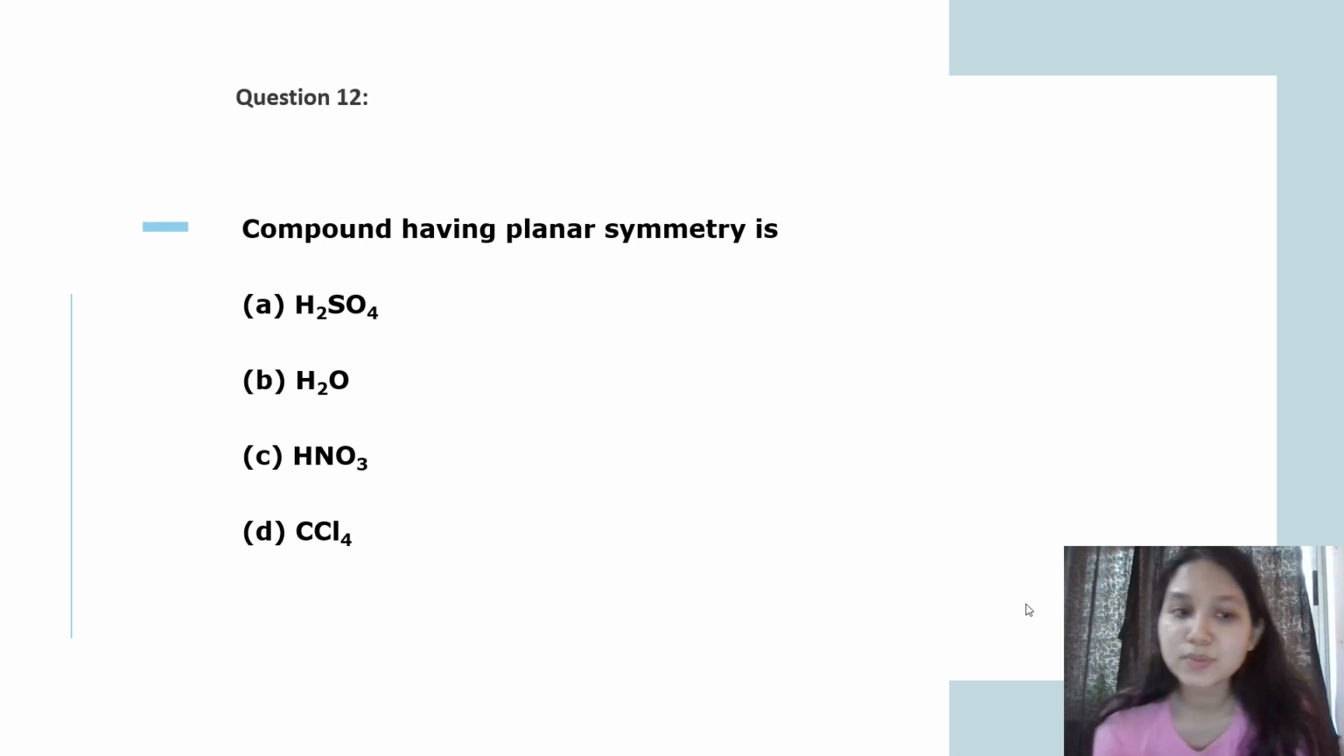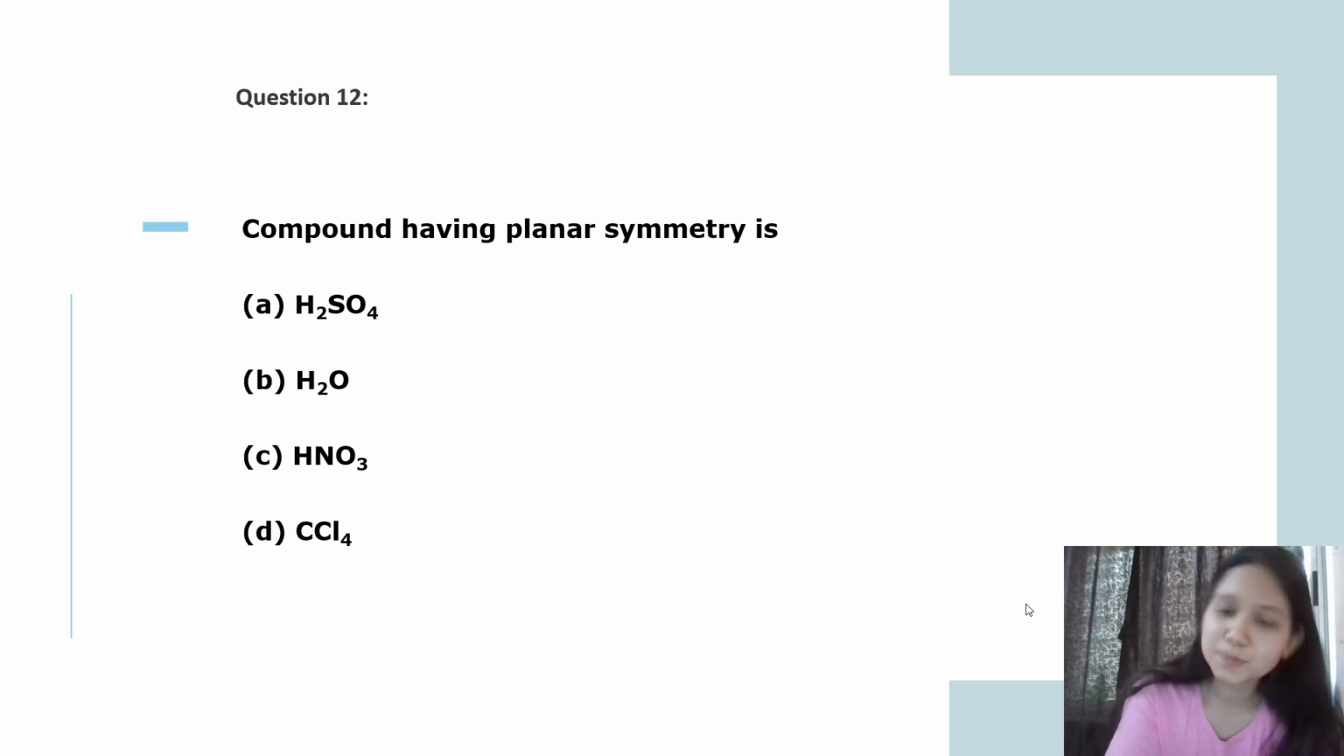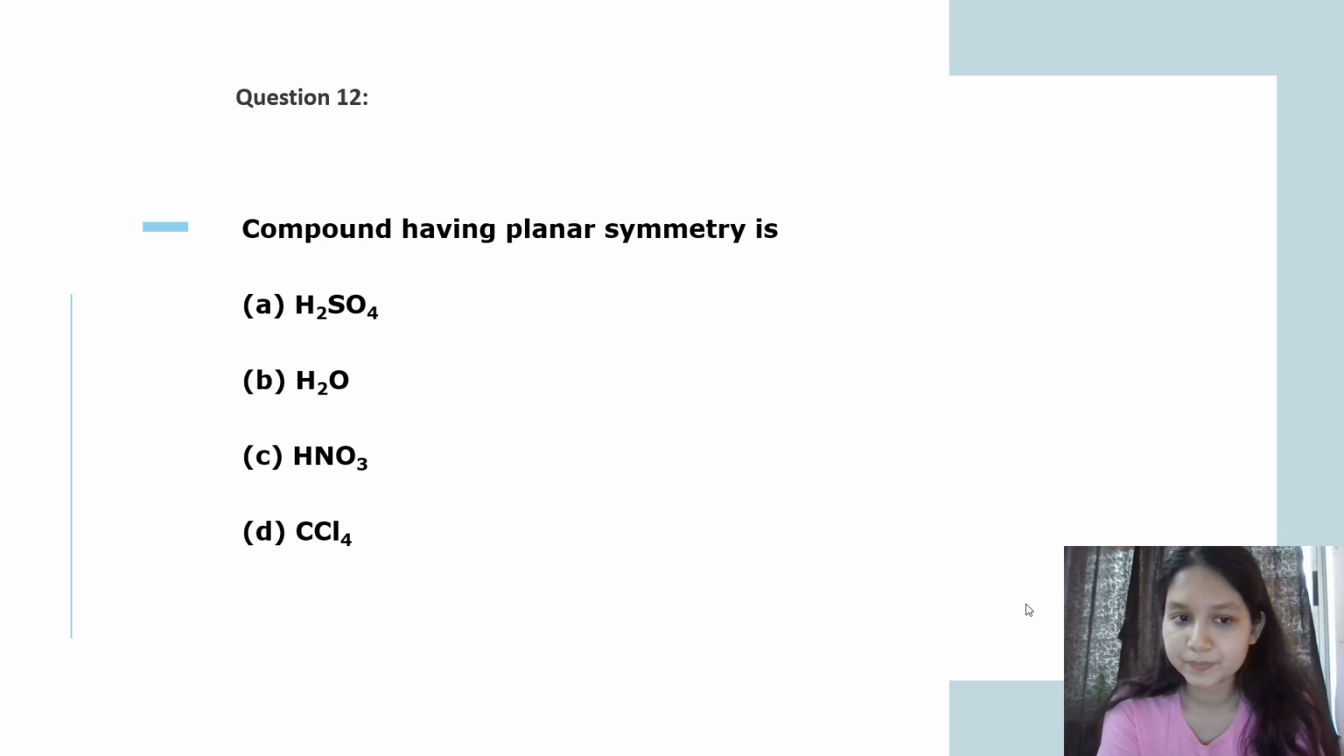Let's move to the next question. Which compound has planar symmetry among the four options provided: H2SO4, H2O, HNO3, and CCl4? Sulfuric acid, water molecule, nitric acid, and carbon tetrachloride. Among these four molecules, which molecule will have a planar symmetry?